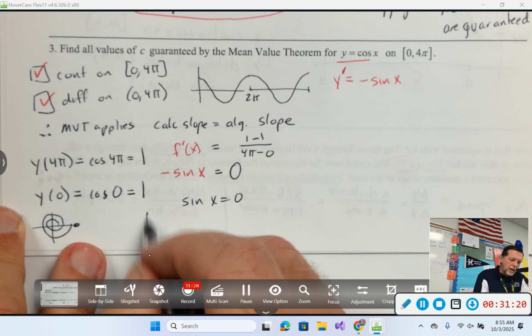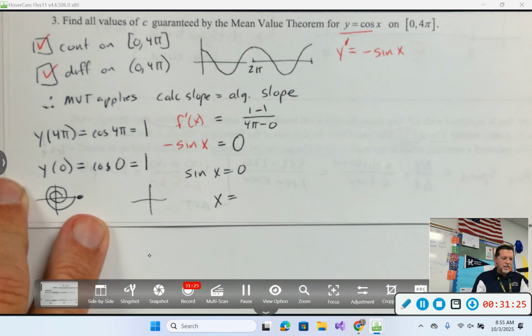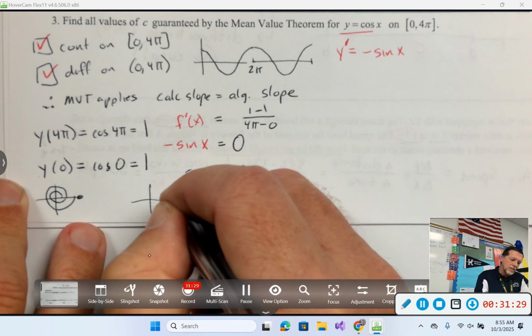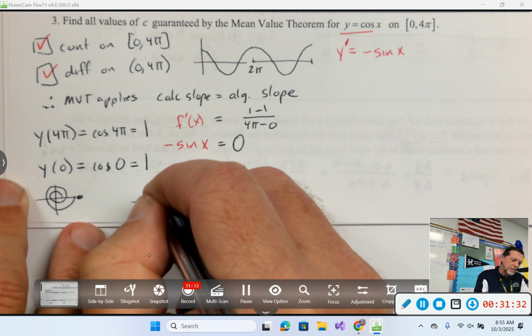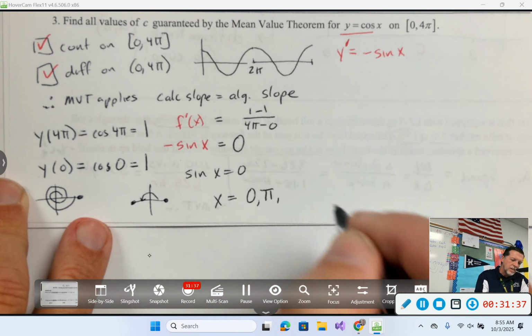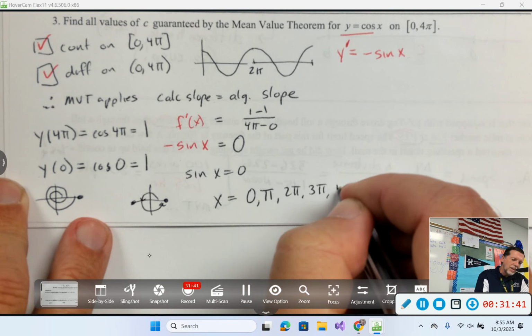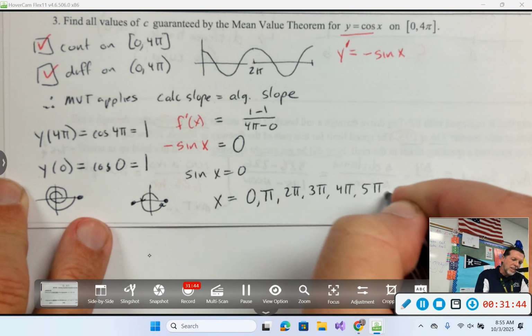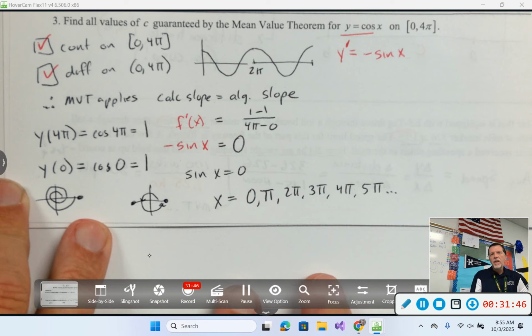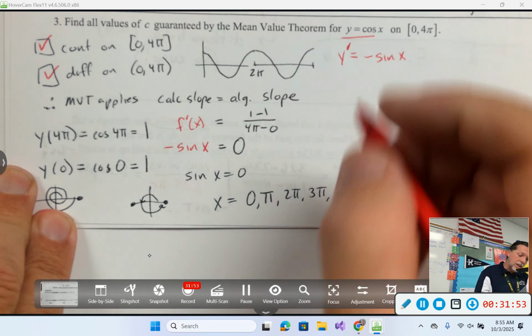Let's see. I'm thinking back to the unit circle. Where is the sine equal to 0? Zero. And where else? And 2 pi and 3 pi and 4 pi and 5 pi. But I need to be careful though, because we're only allowed to look where our answers are guaranteed.